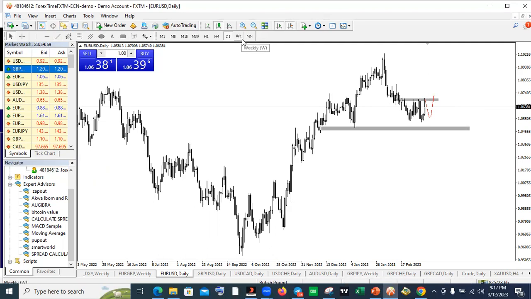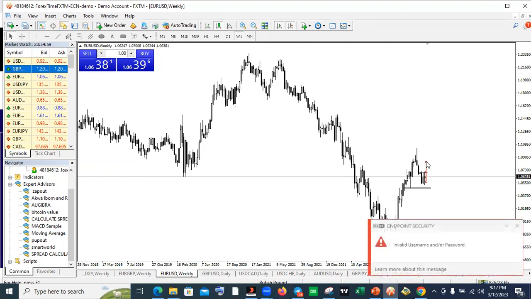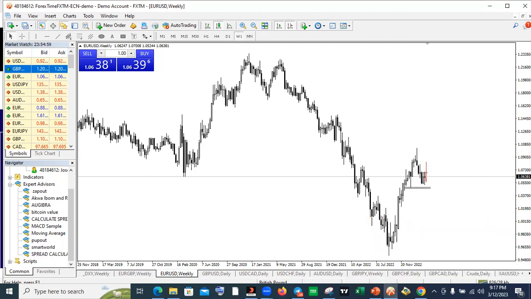Expect a buy. The general market move is going to be a buy, but we are expecting the market to rise. I don't know whether this week we take it up, but we are expecting it to rise to this point, to test this point. So expect a buy on Euro USD.